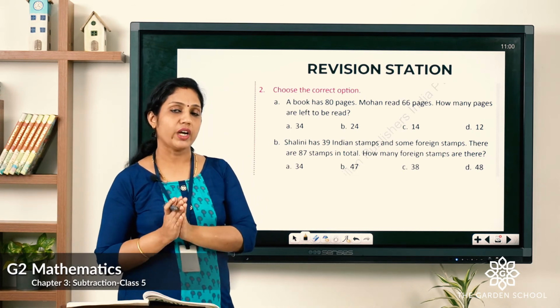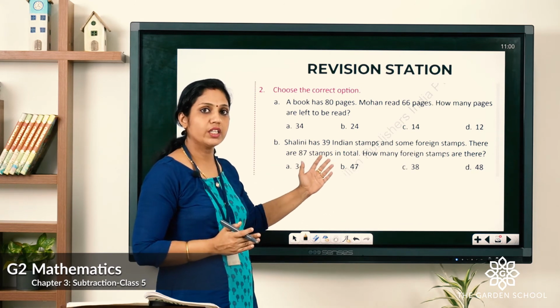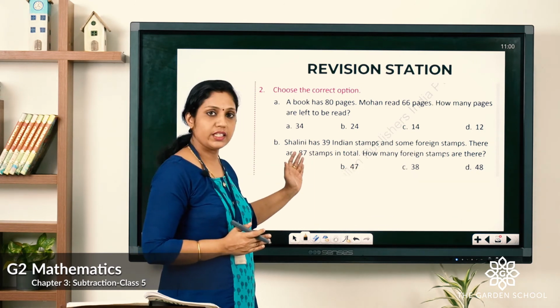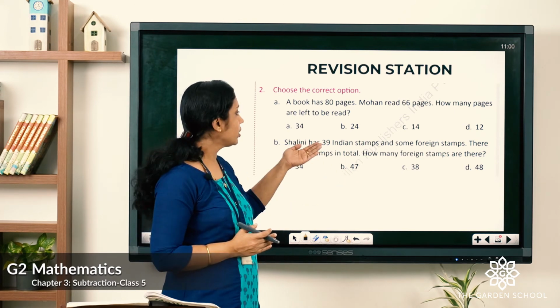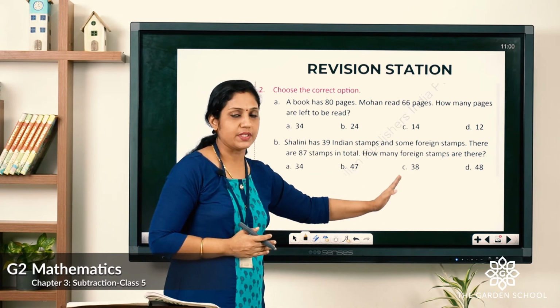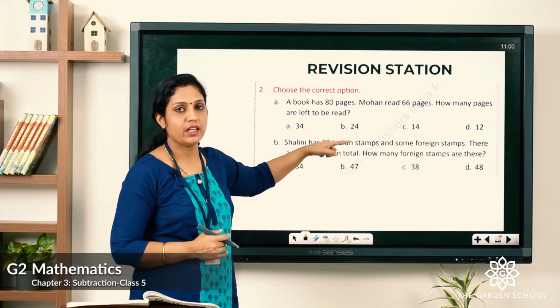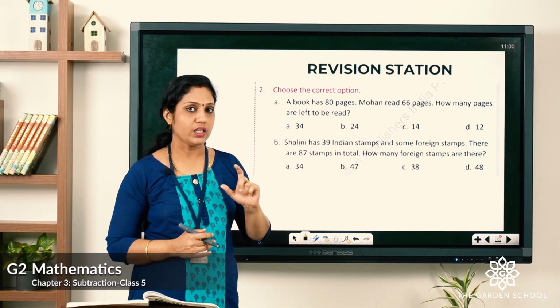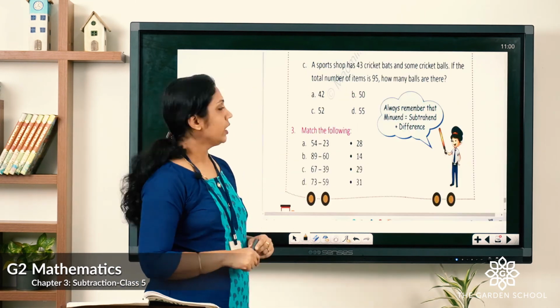So for this, how can we write the steps? Total number of stamps with Shalini is equal to 87. Total number of Indian stamps is equal to 39. Number of foreign stamps is equal to 87 minus 39. Write down the question, write down the steps in your notebook, find the answer and tick the option here.